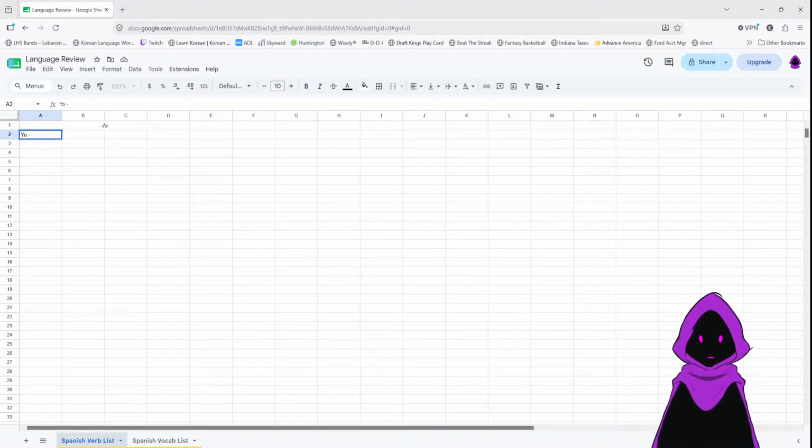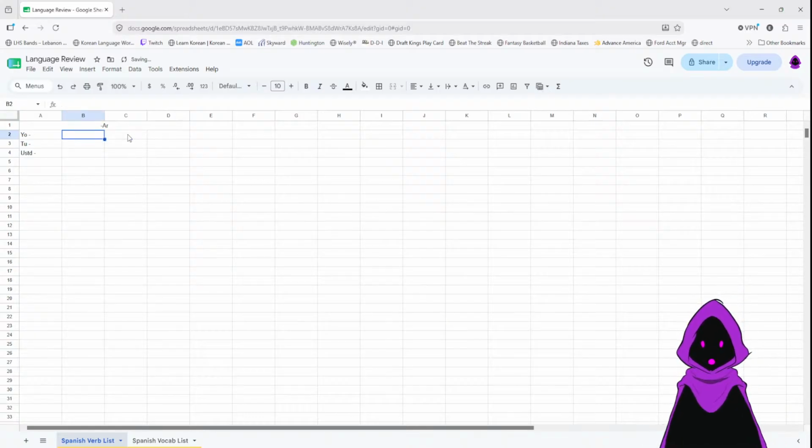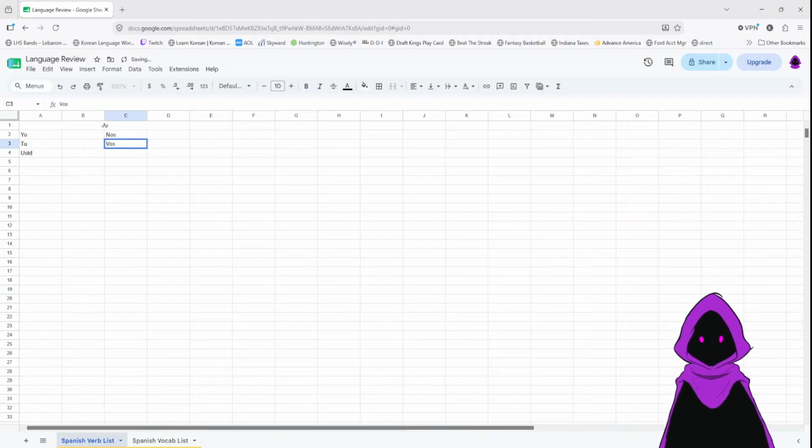We have the yo form, which is I, the tú form, which is you, the usted form, which is he, she, singular, and then we also have the nosotros form, which is we. We have the vosotros form, and we have the ustedes form. These over here are plural.